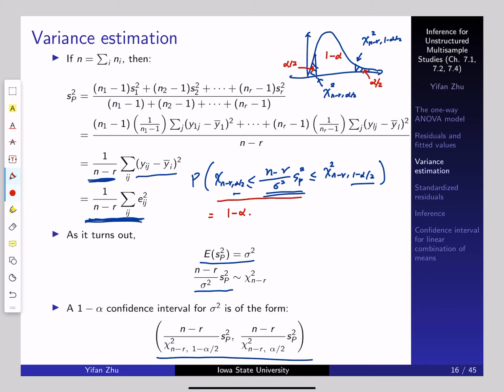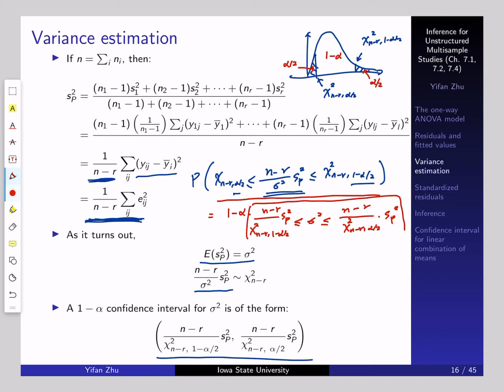So if you rewrite this in inequality, you get sigma squared is between n minus r over chi-squared n minus r, 1 minus alpha over 2 times Sp squared, and n minus r over chi-squared n minus r, alpha over 2 times Sp squared. This is just written from this inequality.